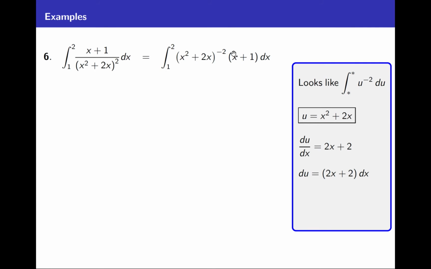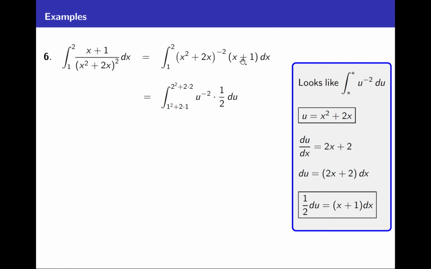But up here, we don't have a 2x plus 2 dx. We have an x plus 1 dx. Well, we could get an exact match to that by multiplying both sides of this expression for du by 1/2. So 1/2 du is x plus 1 dx. So now up here in this definite integral, the x squared plus 2x is u, and the x plus 1 dx is 1/2 du. So we'll make that substitution.